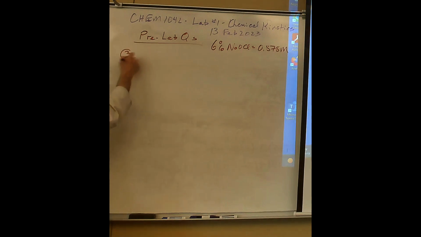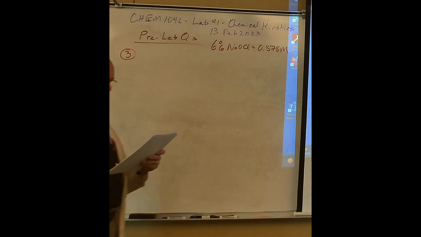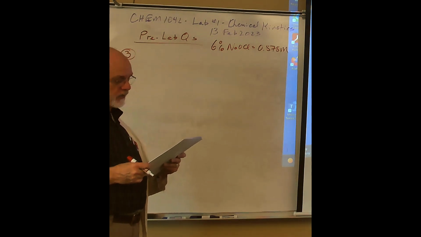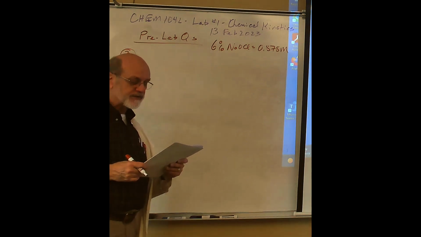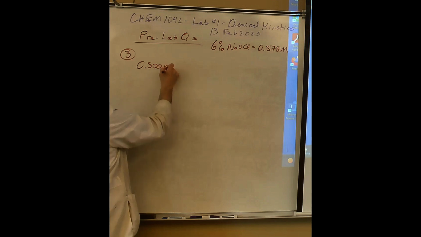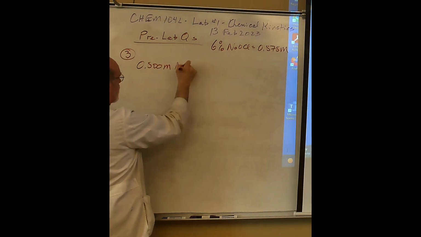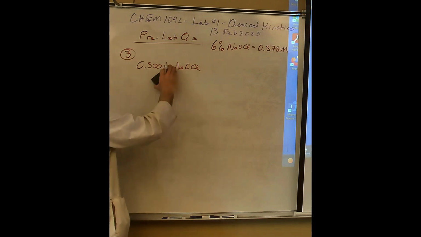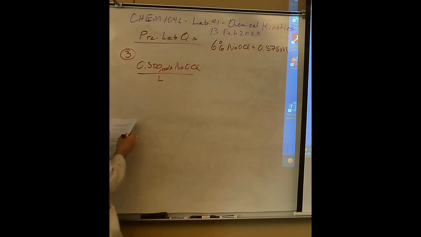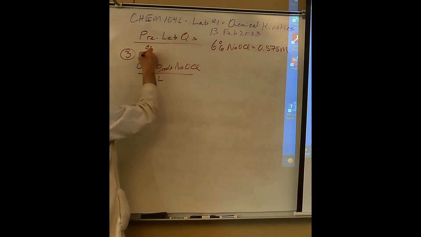Number 3. What is the percent of sodium hypochlorite by weight for a liter of bleach that is 0.8 molar sodium hypochlorite and has a density of 1.09? This is another dimensional analysis. So we're starting with 0.800 molar sodium hypochlorite, which is moles per liter. And the question is, what's the percent by weight? So we want to know percent.